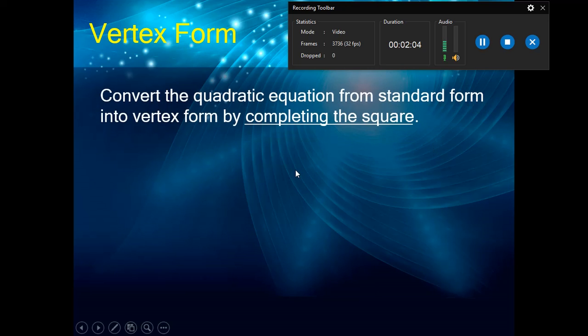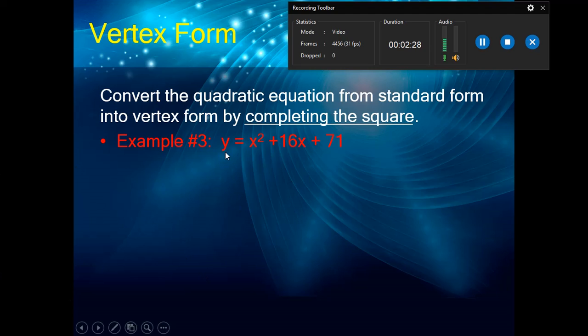If the quadratic equation is in standard form, we can change it into vertex form by using the completing the square method. We're going to try that now with example 3. When we complete the square, we like to keep the quadratic term and the linear term on the same side, and we like to move the constant to its own separate side.